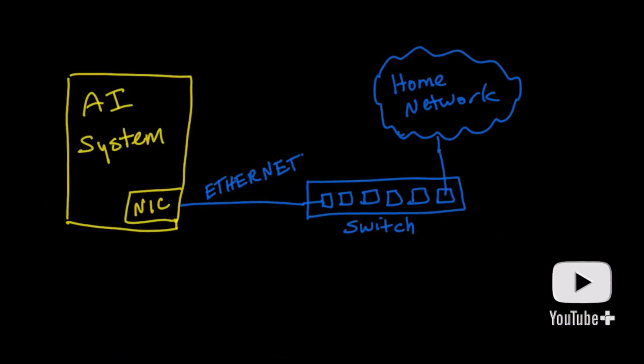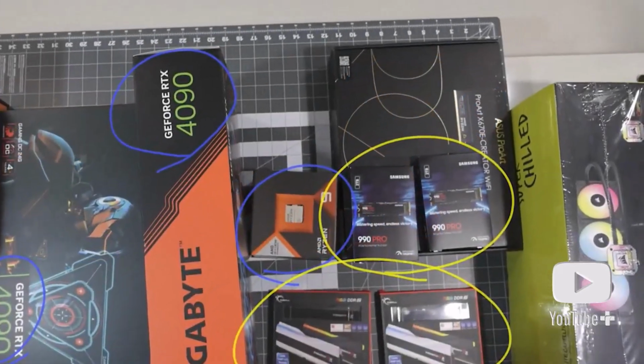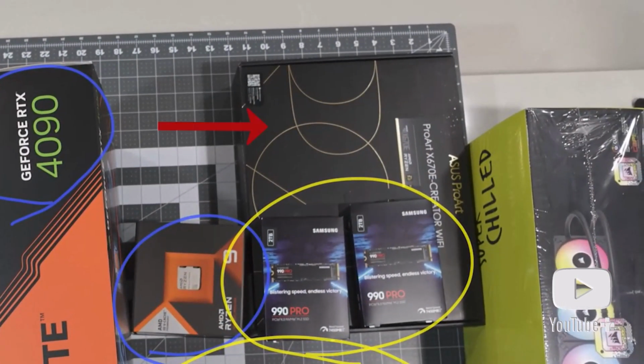Networking is often overlooked, but is crucial for many reasons, right? Consider investing in high-speed networking infrastructure. In my case, I have that ProArt motherboard that actually has a 10 gig Ethernet. And in many cases, you want to either have it within the motherboard itself, or you can just buy an external network interface, or NIC, to use within your system.